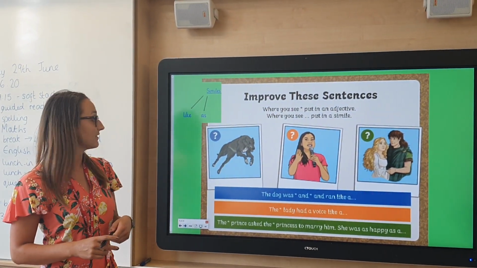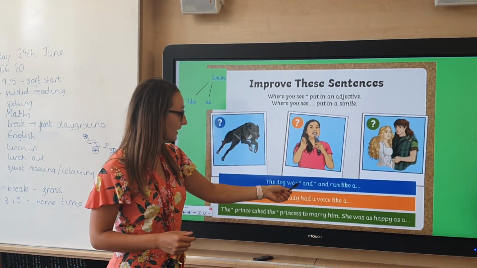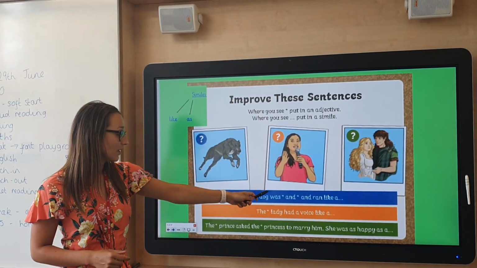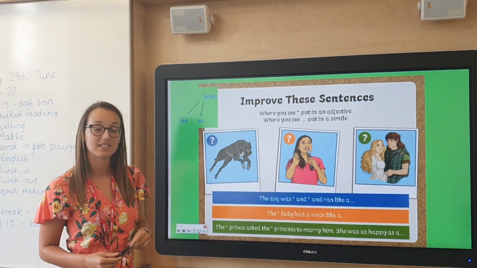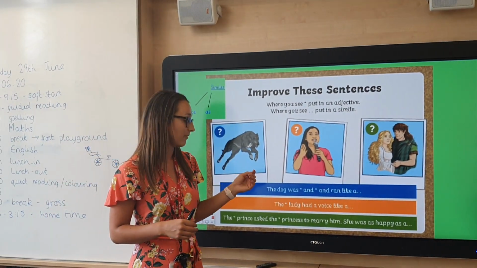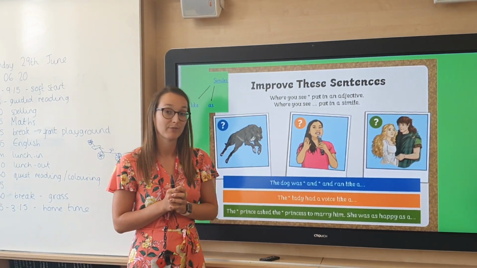Okay, so just a little activity for you to have a go at or think in your head. I've got the sentence here: the dog was something and ran like a something. Okay. So, something and something, to think of some adjectives that you could use to describe the dog there. So, the dog was friendly and huge and ran like a, what could it run like?